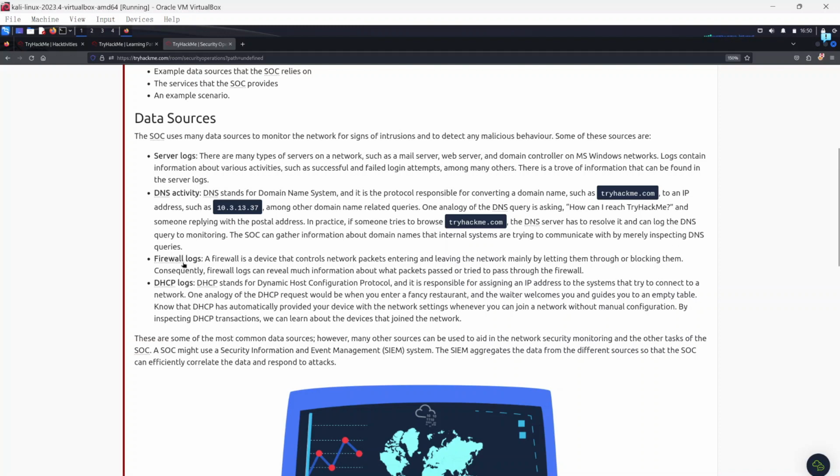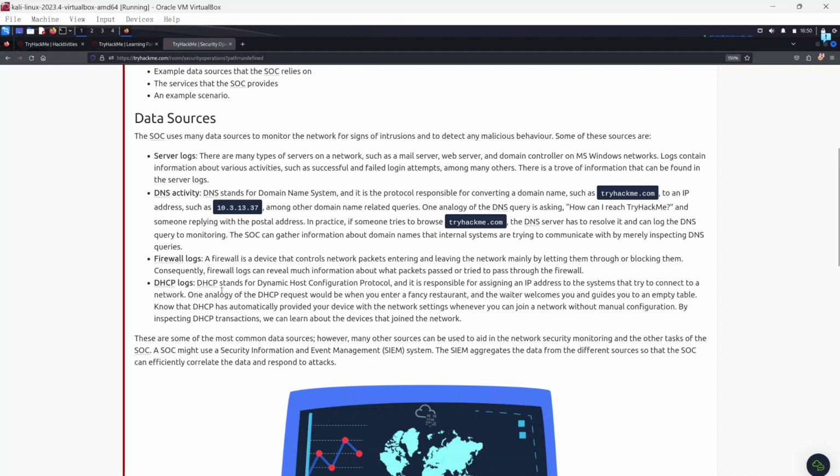Okay, great. Firewall logs. Now, a firewall is a device that controls network packets entering and leaving the network, mainly by letting them through or blocking them. Consequently, firewall logs can reveal much information about what packets passed or tried to pass through the firewall.